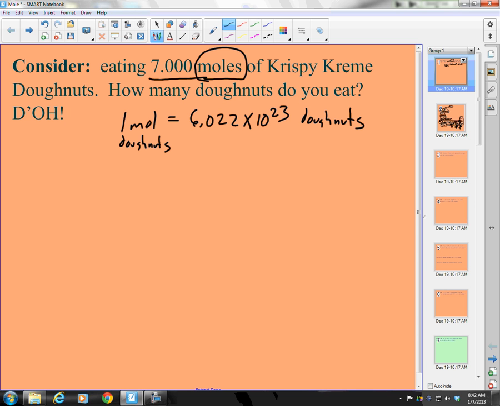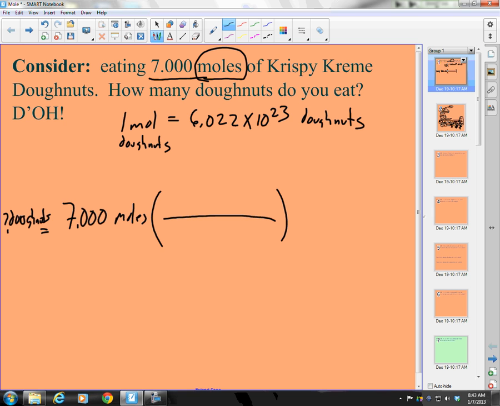I have something that equals something. Now, I want to change that into a fraction. I'm going to put one of these in the numerator and one in the denominator. I'm going to multiply that fraction by what is given, 7.00 moles. And what is it that I want to know? I want to know the number of donuts.